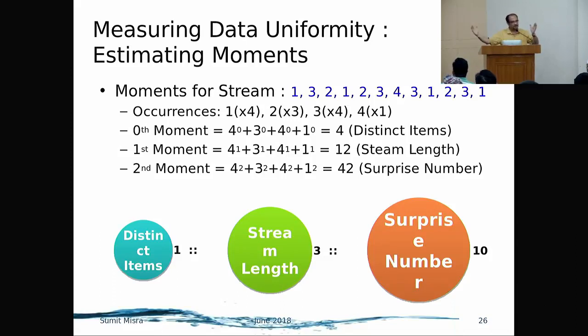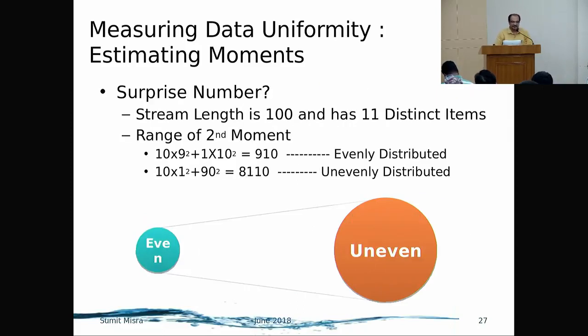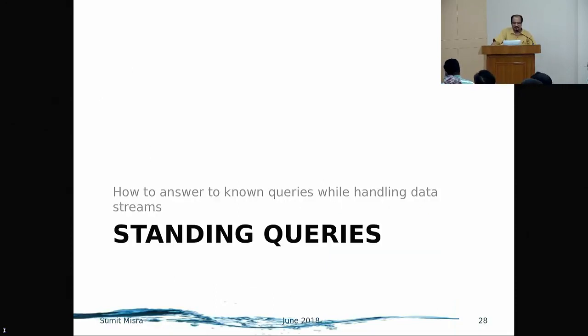If you raise it to the power of 2, you come up with something called a surprise number, and this surprise number is a measure of the dispersion. If the data is evenly spread, it will be a smaller number, and if it is unevenly spread, it will be a large number. That we can arrive at. And then I'll talk about the standing queries.